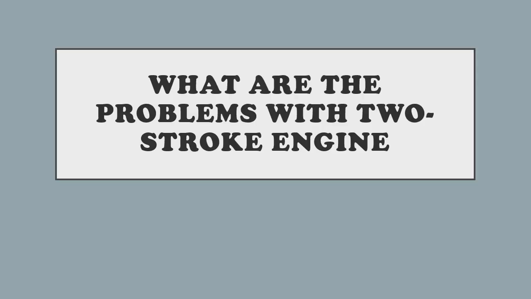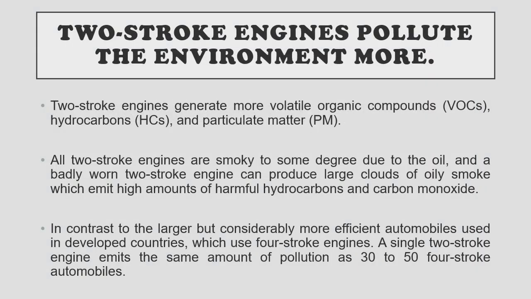What are the problems with the two-stroke engine? The first problem is that two-stroke engines pollute the environment more. Two-stroke engines generate more volatile organic compounds, hydrocarbons, and particulate matter. All two-stroke engines are smoky to some degree due to the oil, and a badly worn two-stroke engine can produce large clouds of oily smoke, which emit high amounts of harmful hydrocarbons and carbon monoxide.